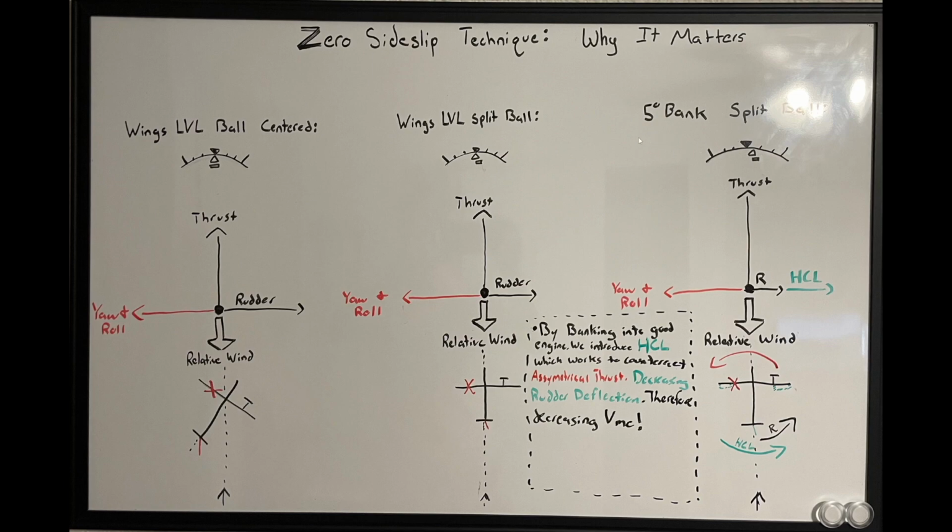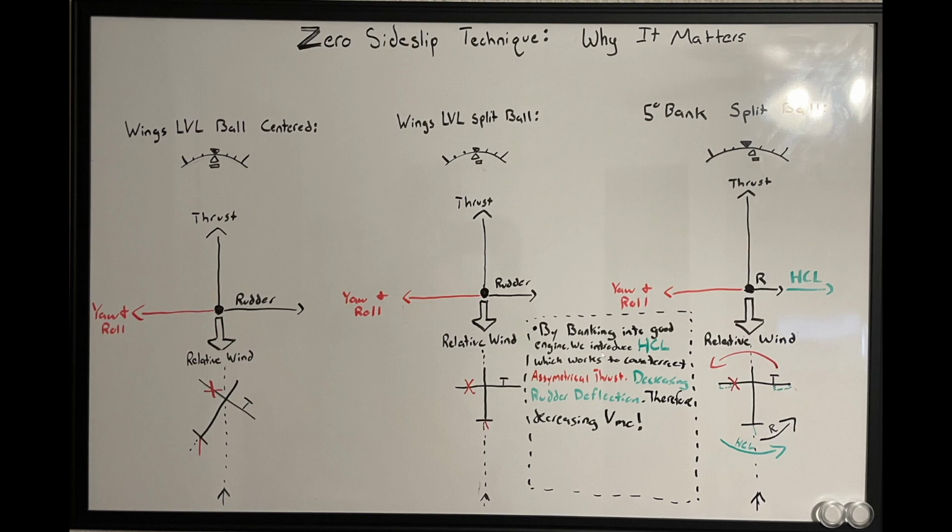Now, with the 5 degrees of bank and splitting the ball, you can see that we added in this horizontal component of lift, which allows us to use less rudder to counteract this yaw and roll moment. As you can see down here, the red is going to be the yaw and roll moment. We can see that banking into the good engine, raising the dead, allows us to introduce this horizontal component of lift, effectively using less rudder. This is good for VMC.